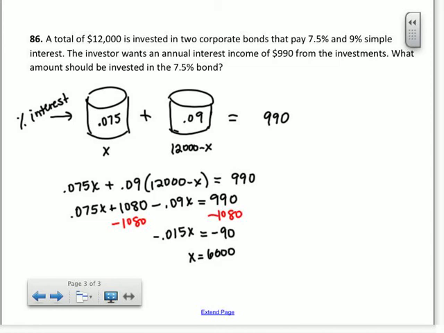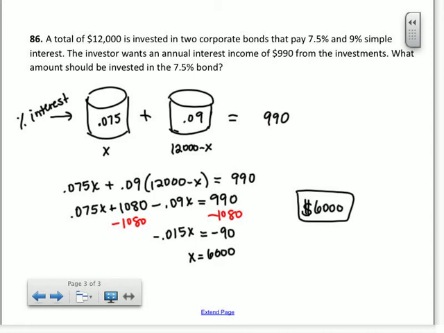Okay. Notice in your question it said how much should be invested in the 7.5% bond. A lot of times I'll say how much should be invested in each. So you'd have to write out 6,000 in the 7.5%, 6,000 in the 9%. All right, so in this case we just have to say $6,000. So that's in the 7.5%. They don't always end up being equal, right? You could have 3,000 and 9,000 or something like that.